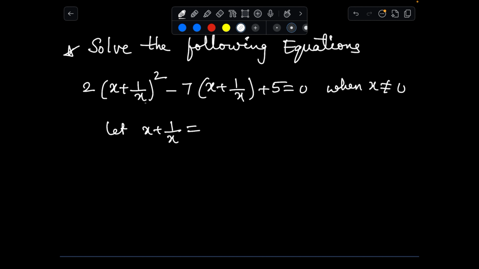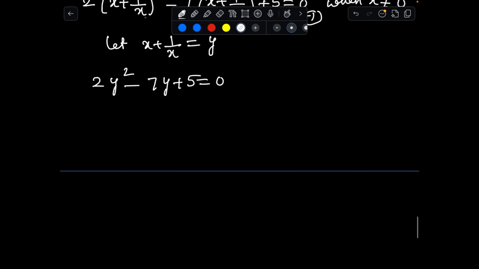Taking x + 1/x as the other variable y, substitute this y in the above equation, and let it be equation 1. The given question becomes equation 1: 2y² − 7y + 5 = 0. Now, it can be solved by splitting the middle term.